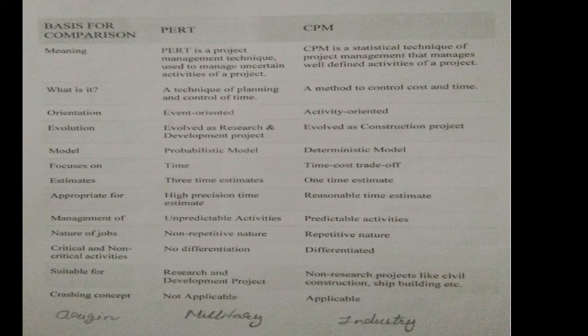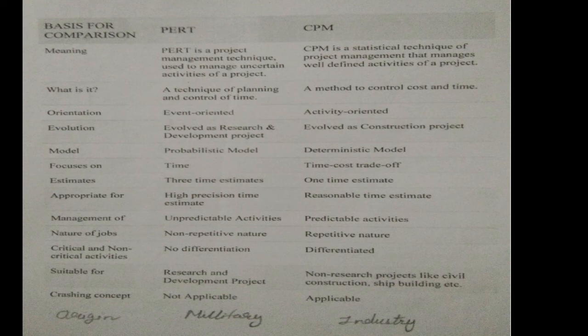The next criteria is management of. PERT is a technique regarding management of unpredictable activities. On the other hand, CPM is the management of predictable activities. The next criteria of difference is nature of a job. The PERT method includes non-repetitive nature of activities. On the other hand, CPM includes repetitive nature of a job.